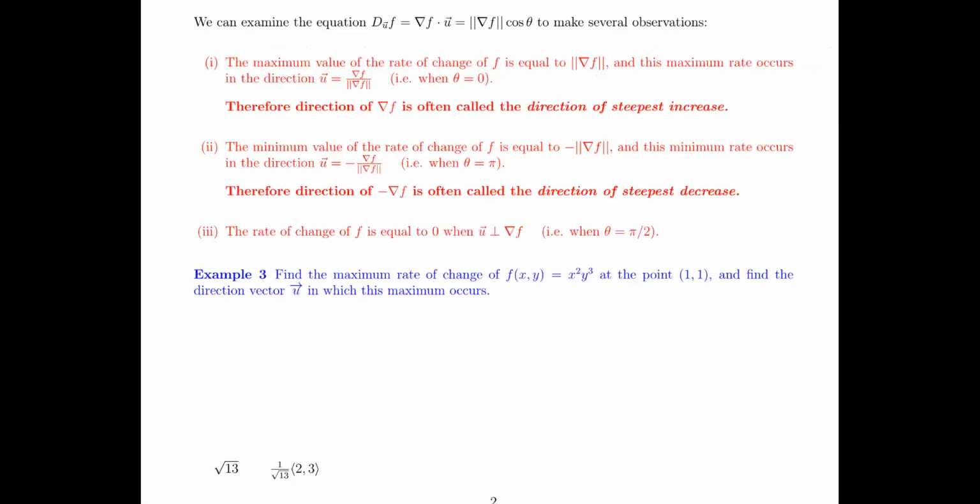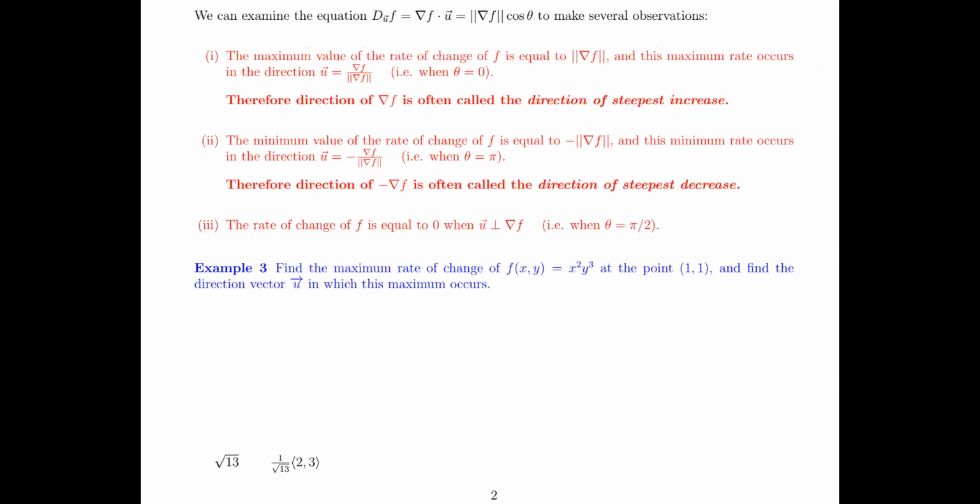In this next video, we're going to continue looking at the gradient and directional derivatives. So let's consider our directional derivative, which is the gradient of f dotted with a unit vector u. If we remember another definition for our dot product, that is the magnitude of one of those vectors, so the gradient of f, times the magnitude of the other vector, so the magnitude of u, times cosine of theta, where theta is the angle between those two vectors.